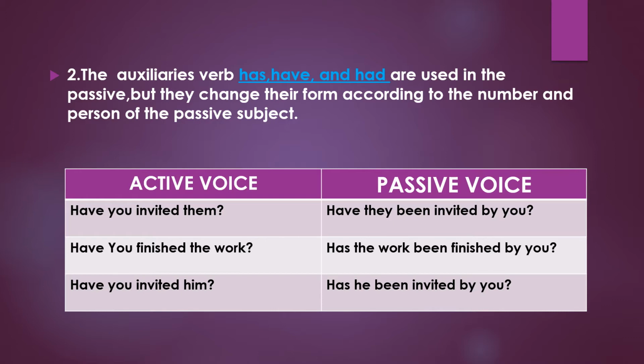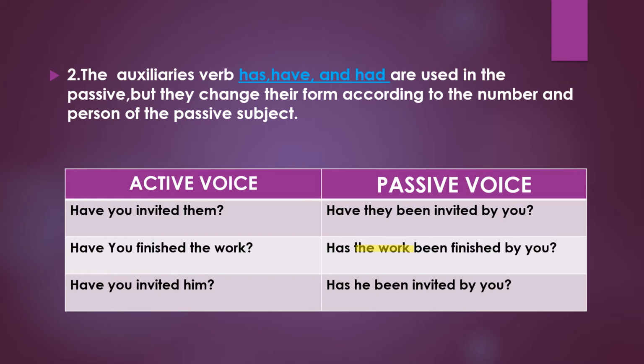In the second sentence, have you finished the work? Here, the work is it. In active voice, have you finished the work? It becomes has in passive voice. Why? Because the subject in passive voice is the work, and the work is it. It is neither they, nor you, nor I. So we will use has because with it we use has.